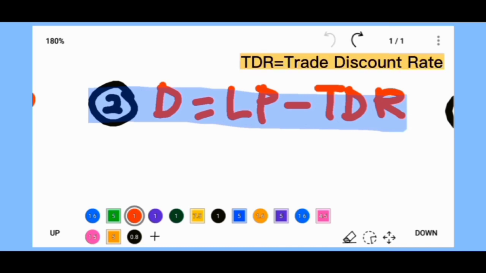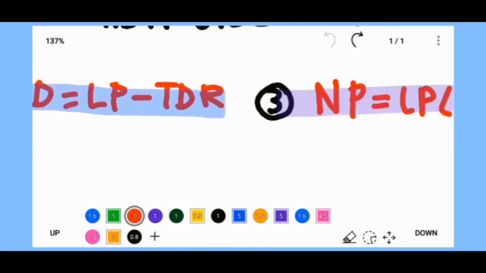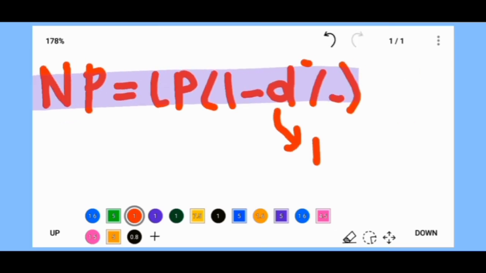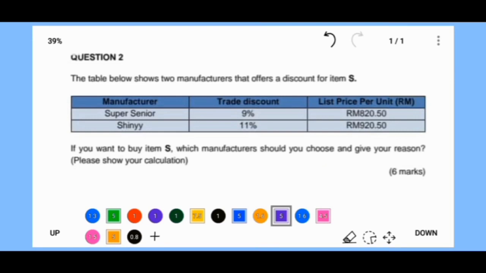What is TDR? TDR is trade discount rate. The third formula is net price equals list price times (1 minus D percentage). D is actually R, which stands for rate. But let's continue to our question.